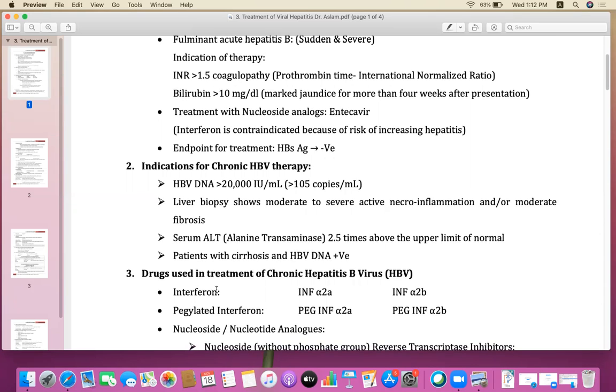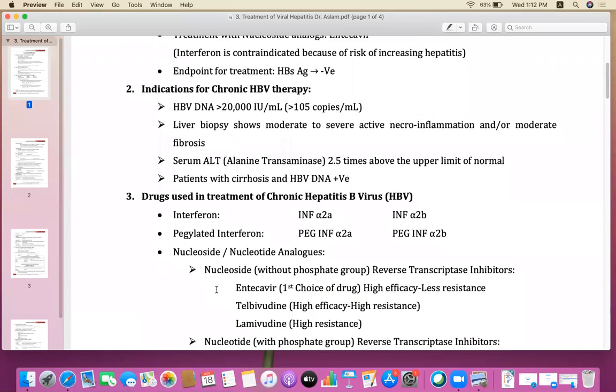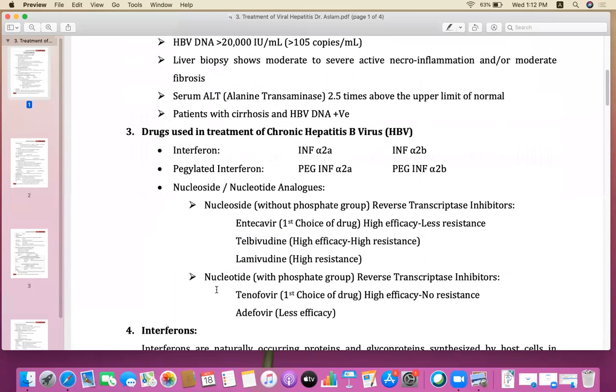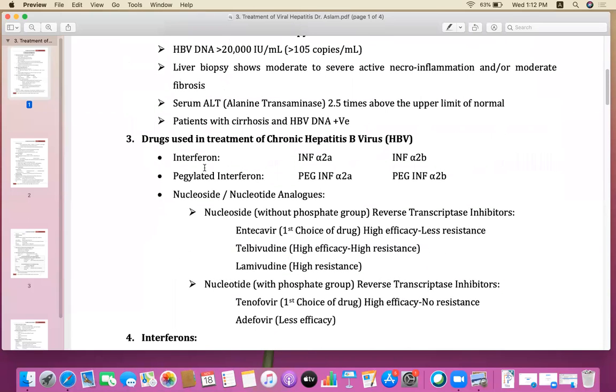Which drugs are used in the management or treatment of chronic hepatitis B virus infection? Generally, interferons are used. Interferon, in short form, you can write IFN alpha 2A, interferon alpha 2A, and also pegylated interferon alpha 2A and pegylated interferon alpha 2B are available to treat chronic hepatitis B virus infection.